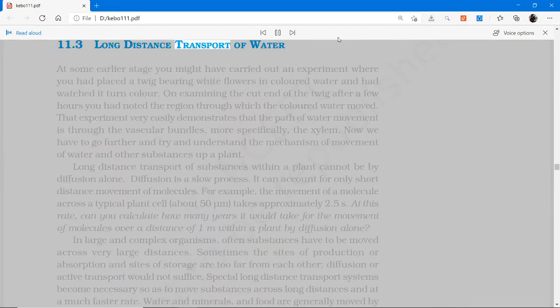11.3 Long-distance transport of water. At some earlier stage you might have carried out an experiment where you had placed a twig bearing white flowers in colored water and had watched it turn color.